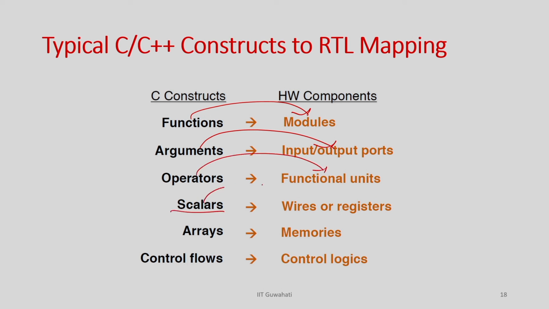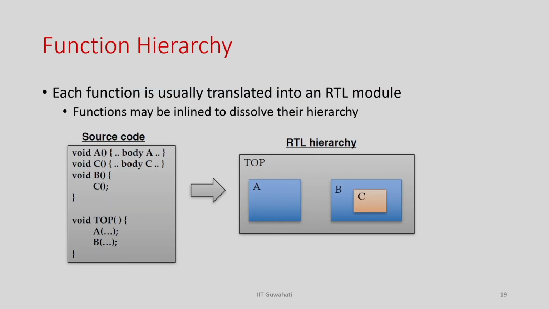Scalar variables get mapped to wires or registers. We will talk about which is wire and which is register. The arrays map into memories, RAM and ROM, and control flow is the control logic of the FSM. Okay, this is the general mapping. I will just talk about them briefly before concluding today's class.